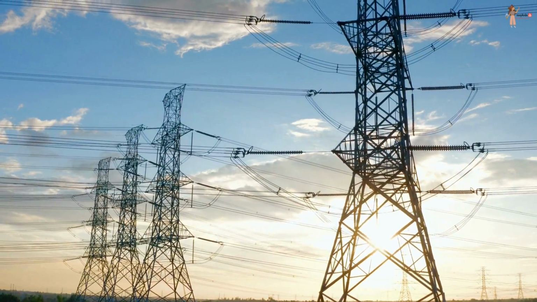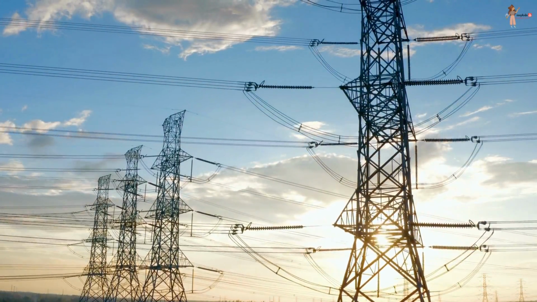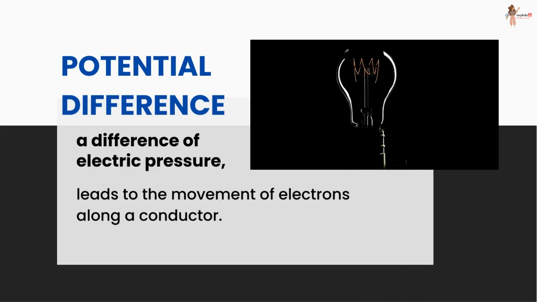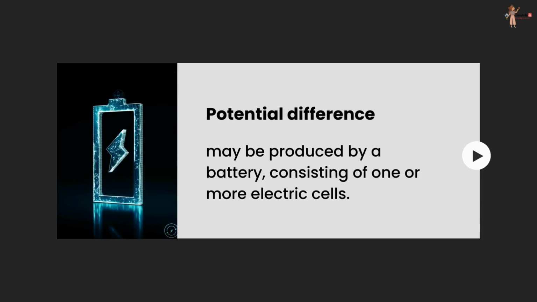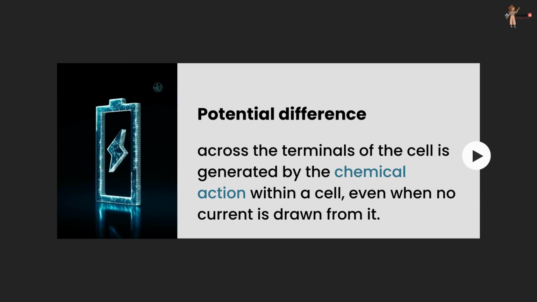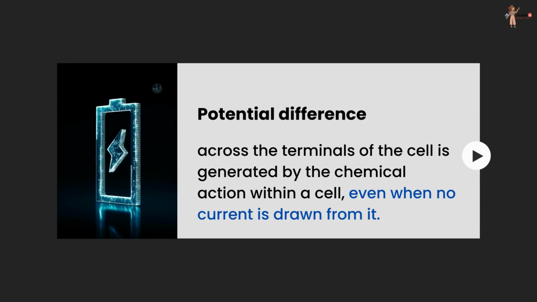For flow of charges in a conducting metallic wire, gravity, of course, has no role to play. The electrons move only if there is a difference of electric pressure called the potential difference along the conductor. This difference of potential may be produced by a battery consisting of one or more electric cells. The chemical action within a cell generates the potential difference across the terminals of the cell, even when no current is drawn from it.